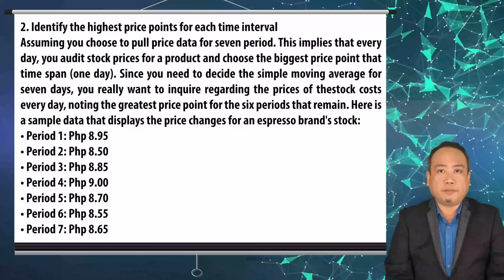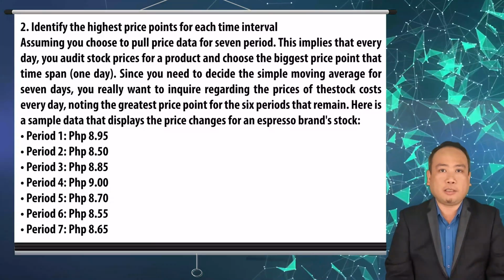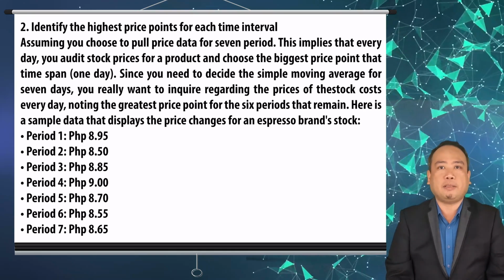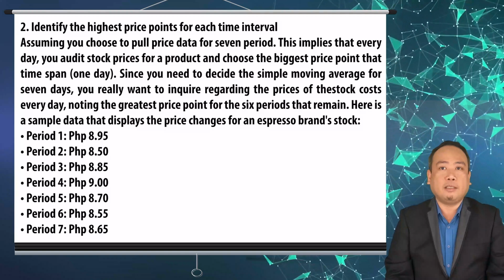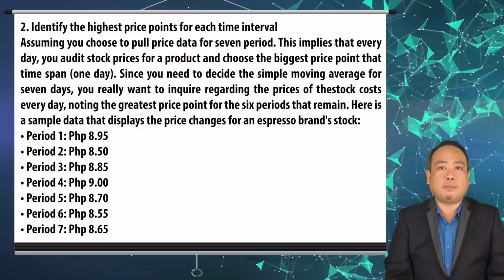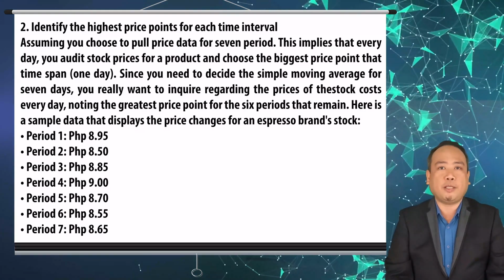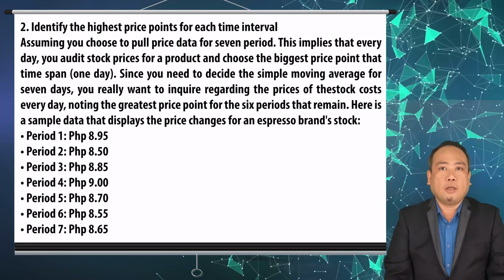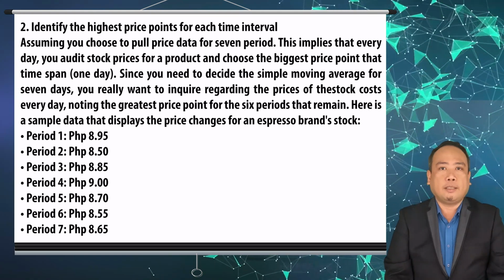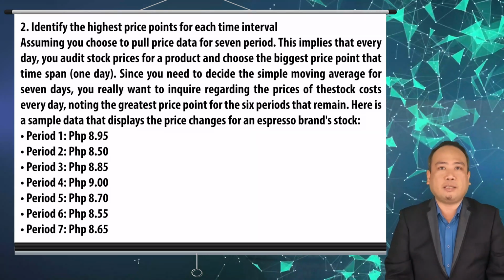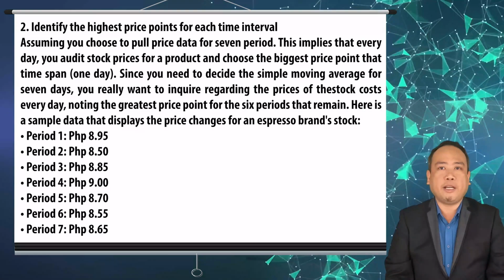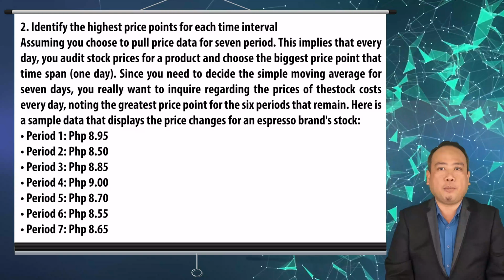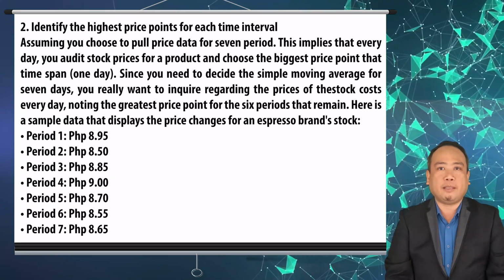Number two, identify the highest price points for each interval. Assuming you choose to pull price data for 7 periods, this implies that every day you review stock prices for a product and choose the biggest price point, the time span, for example, 1 day. Since you need to decide the simple moving average for 7 days, you need to inquire about the stock prices every day, noting the greatest price point for the 6 periods that remain.